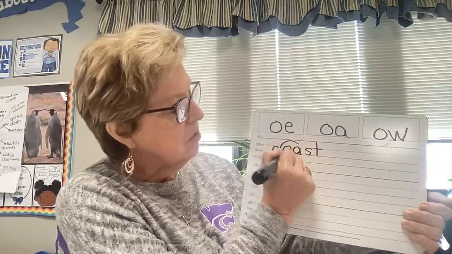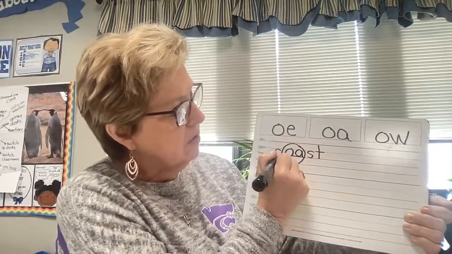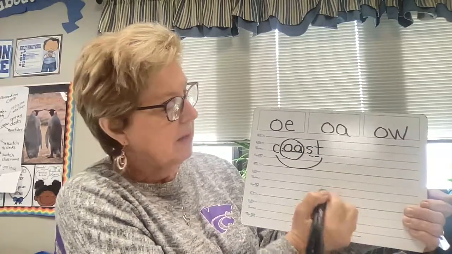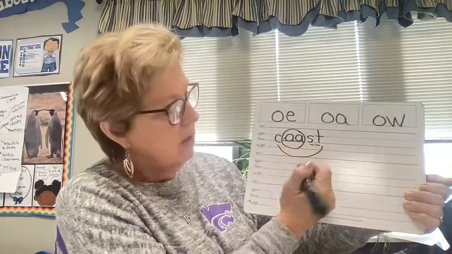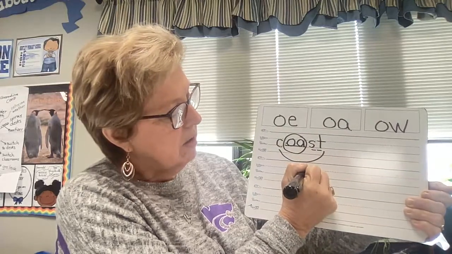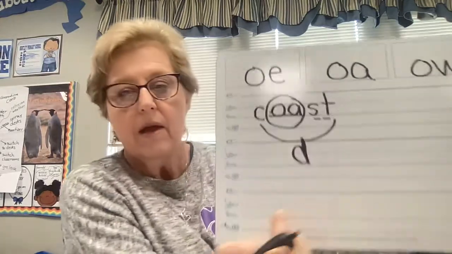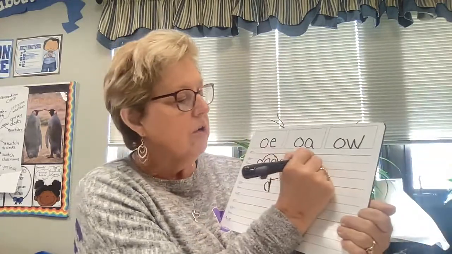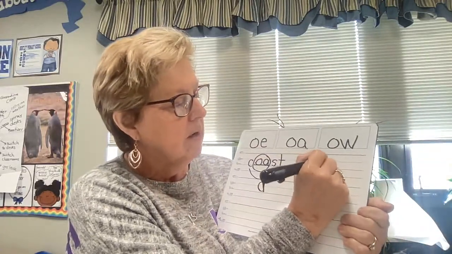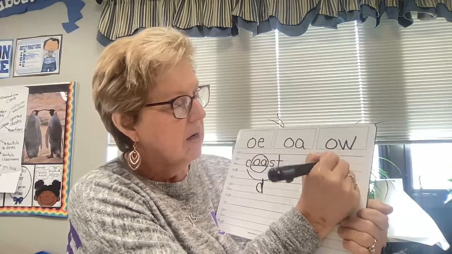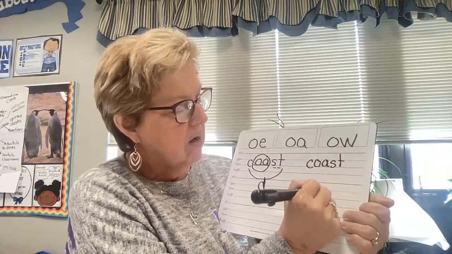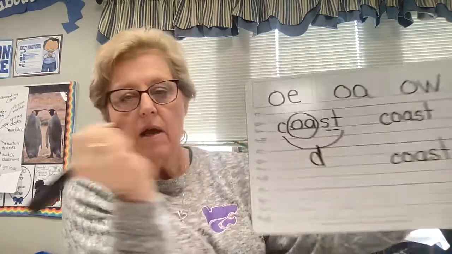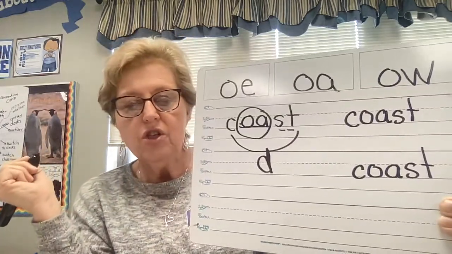COAST. Circle the double vowel. Scoop. Don't forget the blend at the end. Double vowel. Like that. Write the word coast 2 times. Show your teacher your work.